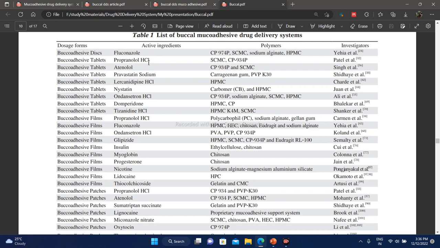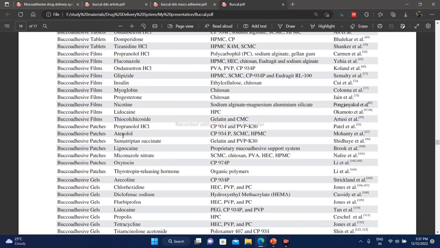Buccoadhesive discs: what dosage forms they have used, with what drug, and which polymers. Fluconazole is an antifungal drug. They have also mentioned the references. Then nystatin. Then domperidone, again an anti-emetic, in tablets. Then fluconazole, again they have used in films also. Then glipizide and insulin, again for diabetic patients.